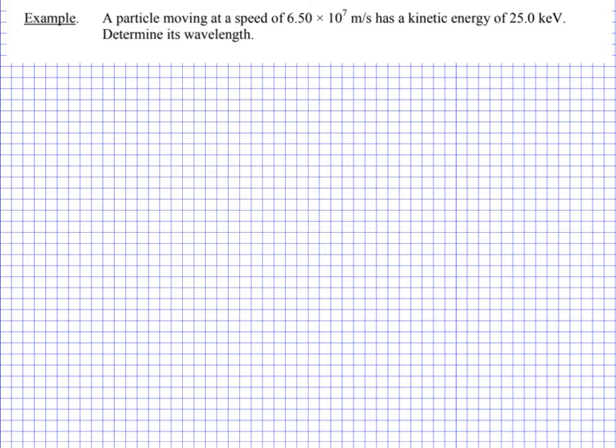Hello everyone, here's another Physics 30 example. This one's the last lesson from Unit 5 on atomic theory. This one's quantum mechanics. So we're looking at de Broglie's waves here, de Broglie, however you want to pronounce it.